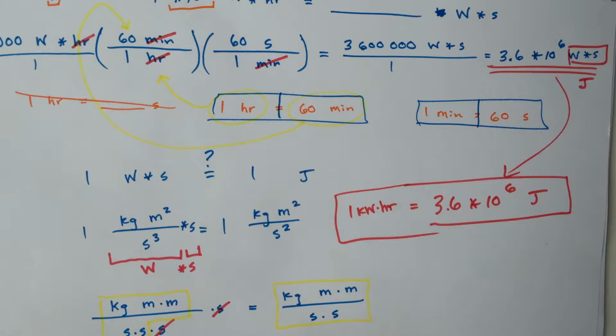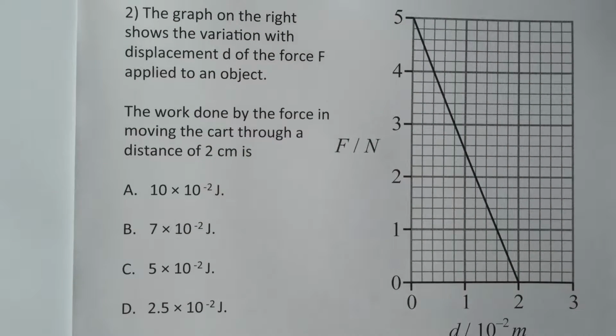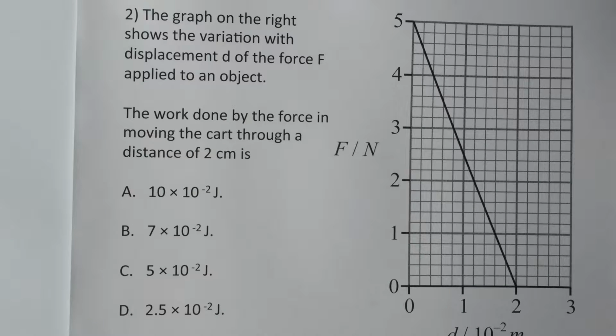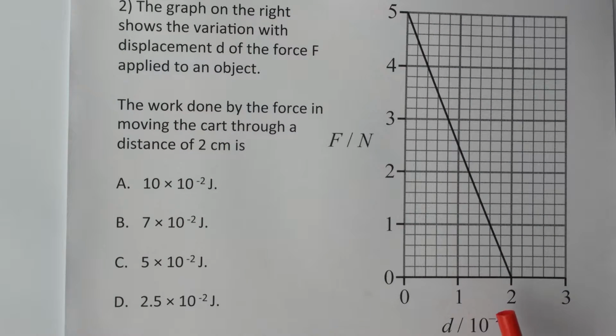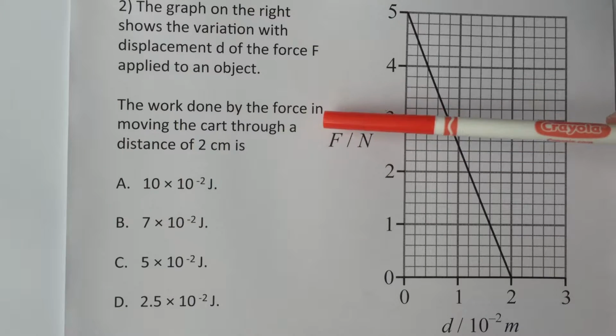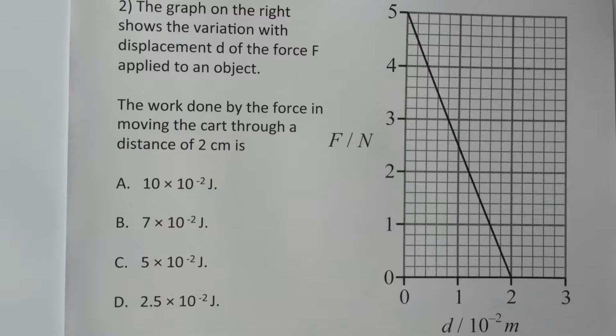All right, let's take a look at number 2. Number 2 has a graph. It says, the graph on the right shows the variation of displacement. So this is displacement on the x-axis of our graph, with the force F applied to an object, so this is force in units of newtons. It says the work done is what? So we need to find work.